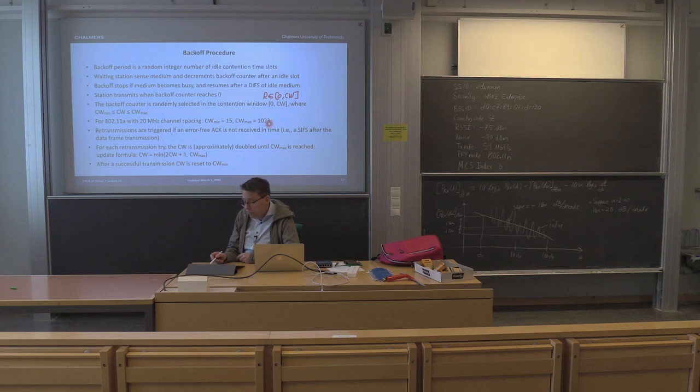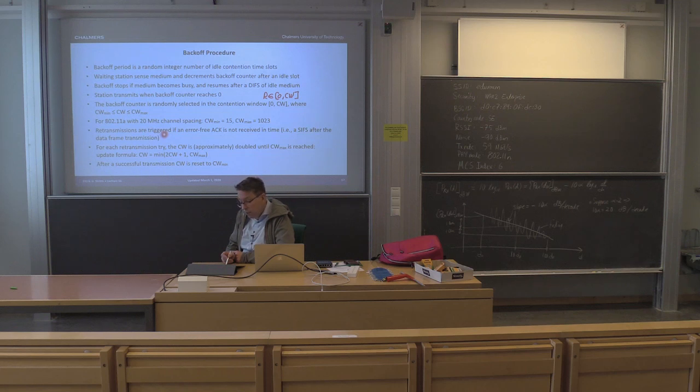Okay, and so this contention window varies in size. If you remember this binary exponential backoff we had in Ethernet, where the possible values the backoff counter could take on increase with the number of consecutive collisions. So here it's the same thing. So we get retransmissions. And when do we get retransmissions? Well, it's when we don't receive an ACK after our transmission.